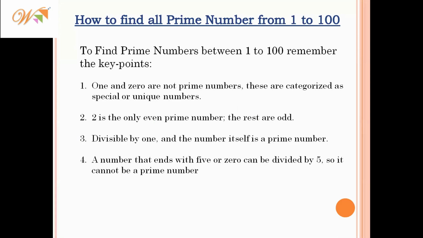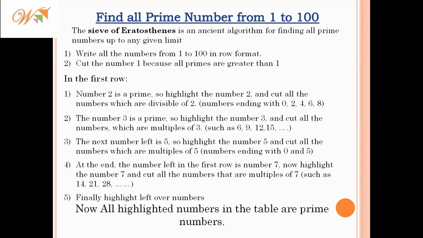2 is the only even prime number. Rest all prime numbers are odd. A number that ends with 5 or 0 will always be divisible by 5. So that number is also not a prime number. Now, there's an ancient algorithm for finding all prime numbers up to any given limit. Okay, let's see what the steps of that algorithm are.